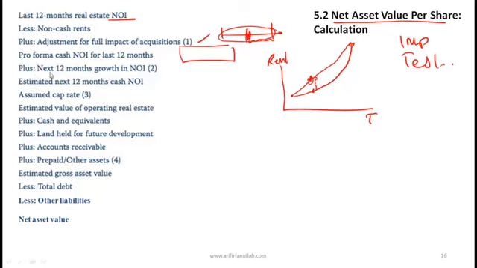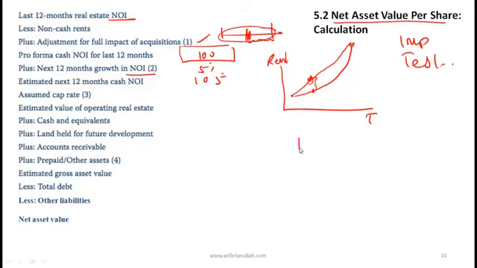Then we compute the next 12 months growth in net operating income and estimate the next 12 months NOI. So if we have come up with a number of 100 over here and we assume that the net operating income is growing by 5%, then the estimated next 12 months net operating income will be 105. And the reason for doing this is very basic.